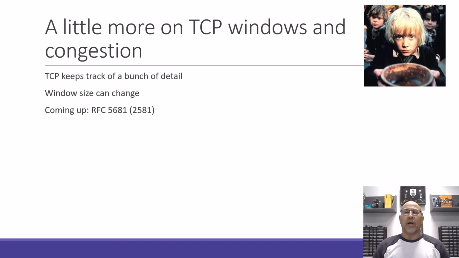So this has been a little more on TCP windows and congestion control. TCP keeps track of a bunch of detail. Sequence and acknowledgement numbers just sort of scratch the surface. We've got an algorithm that keeps track of all of those things that we call bits or bytes in flight. The window size can change. In fact, it often does, even if nothing's going on. Even if you're not sending data, you can modify the window on the fly. So coming up, we'll talk a little bit more about how that actually happens, the other algorithms that are used, and how those algorithms have changed over time. And that'll be RFC 5681.